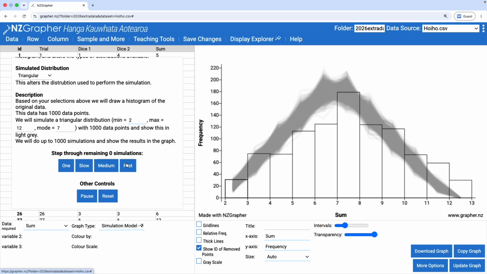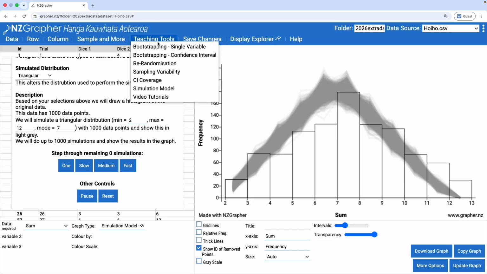It's not perfect. It's close, but it's definitely not perfect. Yeah, so that is the simulation, what did we call it? That is a simulation model. So again, I'm just going to give you a couple of minutes to have a play, and then we're going to do a whirlwind tour through the different graph types.